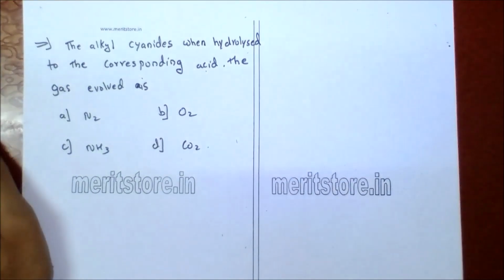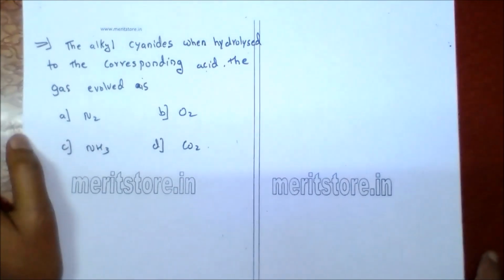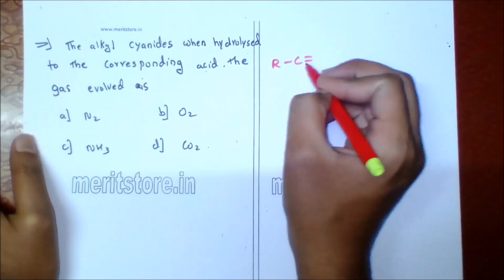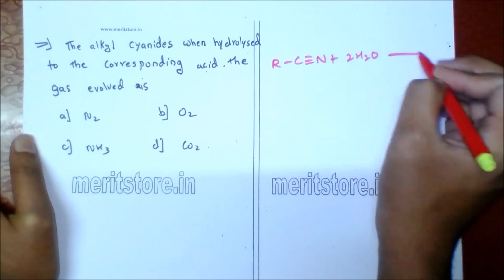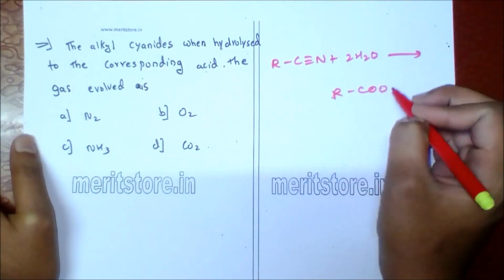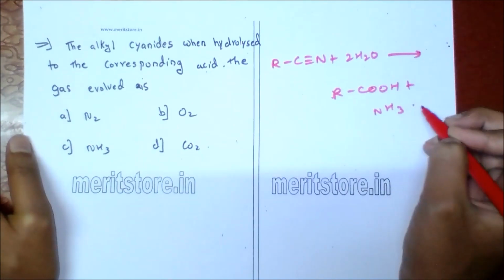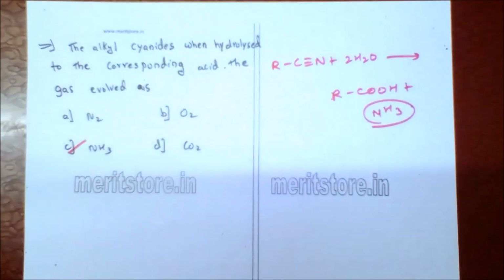The alkyl cyanide, when hydrolyzed to the corresponding acid, the gas evolved is: A. Nitrogen, B. Oxygen, C. Ammonia, D. Carbon dioxide. Alkyl cyanide, that is RCN, reacts with water, that is hydrolysis, and gives acid plus ammonia. So the gas evolved is ammonia. Option C is the correct answer.